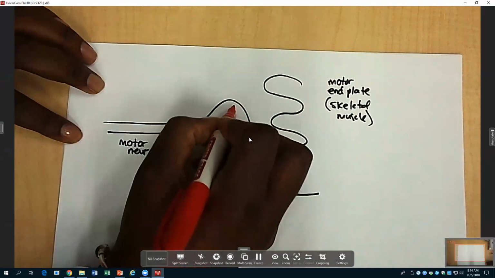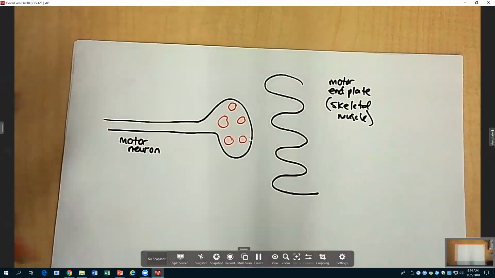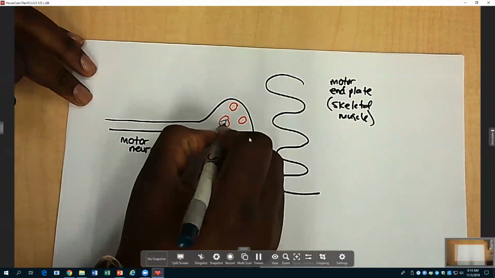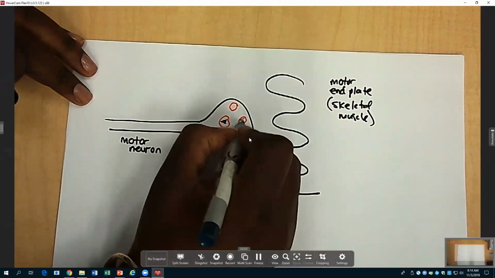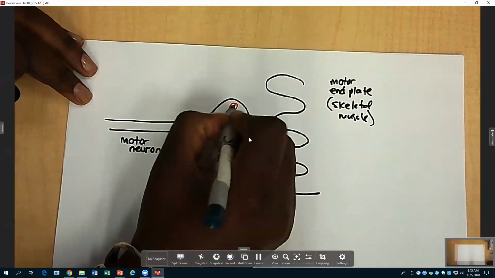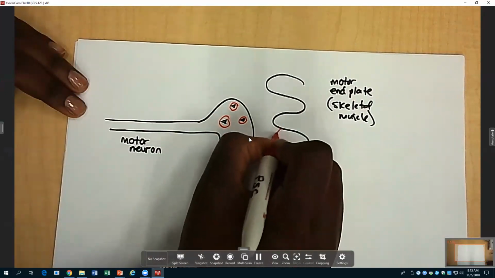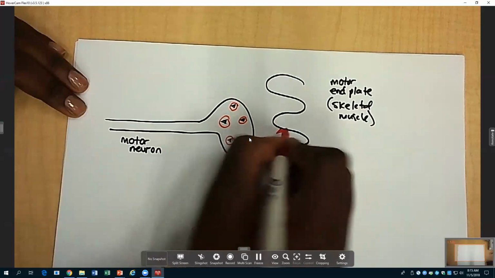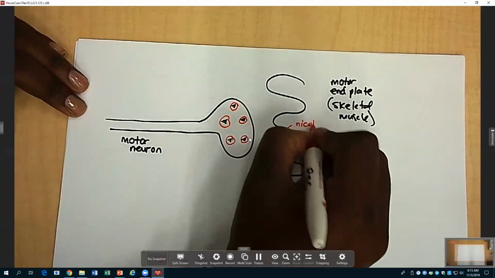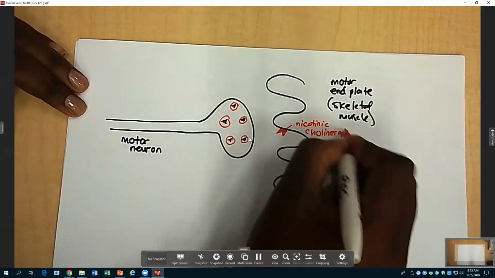Now within the terminal bouton, we have some vesicles. And there's only one type of neurotransmitter here. I'm going to keep reiterating that. Only acetylcholine. Now on this side, we're going to have a nicotinic cholinergic receptor. So I'll write nicotinic cholinergic receptor.